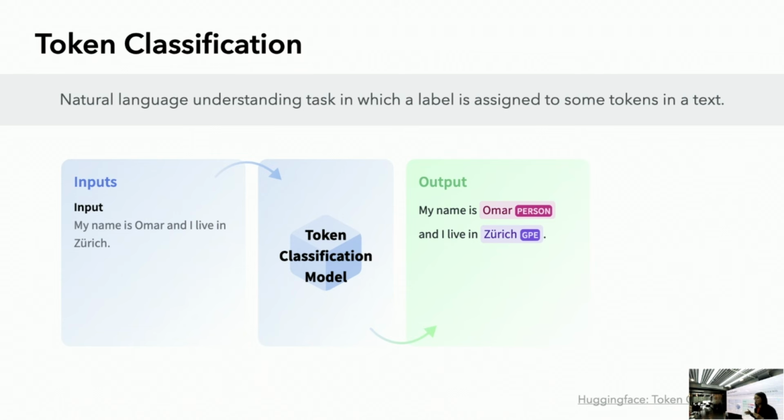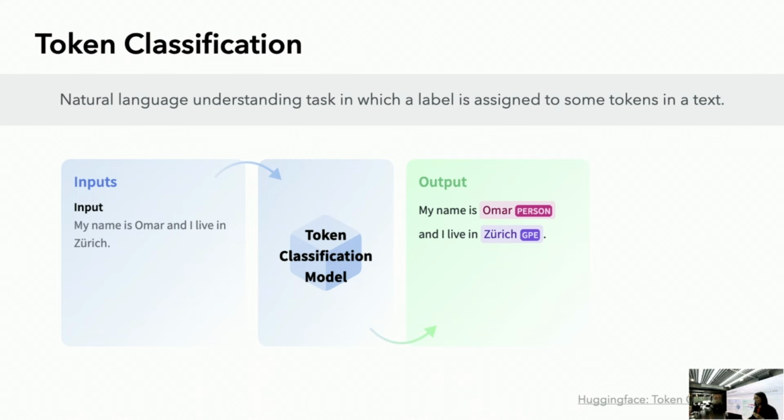We want to give a label to each specific token. If you have an input here, like "My name is Omar and I live in Zurich," through a token classification model, we probably want to assign a person tag to the name Omar and then Zurich with a location tag here.